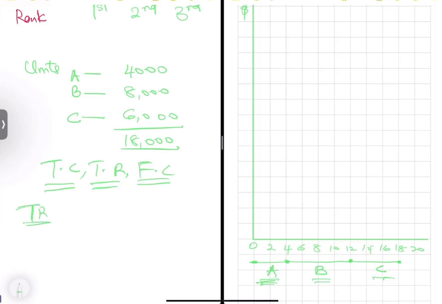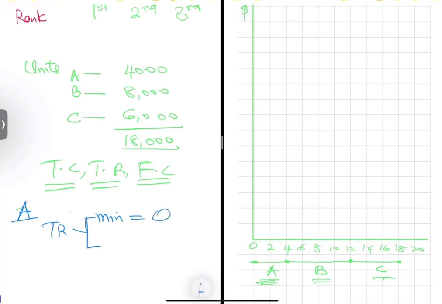Total revenue first. So for total revenue, we need to get it for A. So I'm going to start with A. That's our first sequence that we need to sell. So total revenue, we need to get the minimum and the maximum. So tell me what's the minimum revenue for A?